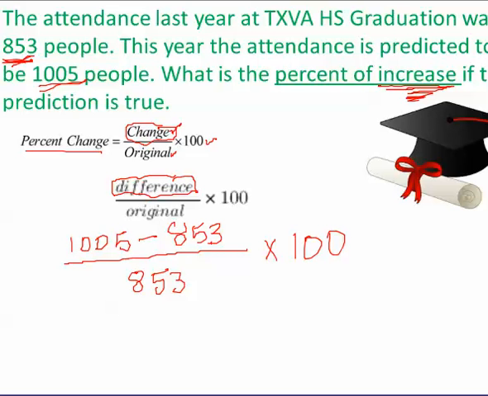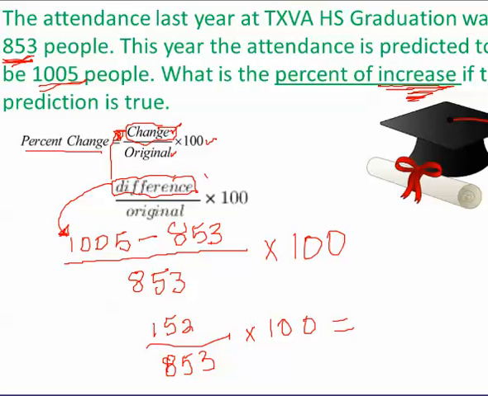Let's do the subtraction first. 1005 minus 853 tells me that the change was 152. So I'm just going to back up to that again and remind you, look, the difference means subtract the two numbers, and that is the same as how much did it change? Well, it changed by 152. Then we divide that by the original amount, which is 853, and then when we multiply by 100, we're really just changing it to a percent.